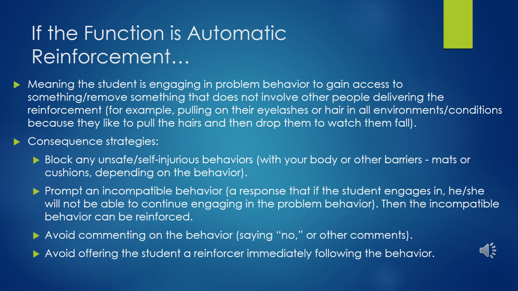So here are some consequence strategies. If any of these behaviors are unsafe, we have to block them. So we might have to use our body, our arm, or other barriers such as mats or cushions, and again, it depends on the behavior. We need to prompt an incompatible behavior, so a response that if the student engages in it, he or she will not be able to continue engaging in the problem behavior. Then the incompatible behavior can be reinforced. Oftentimes, this can be as simple as asking the child to put something in a container.